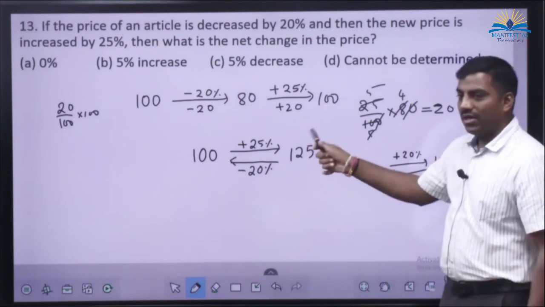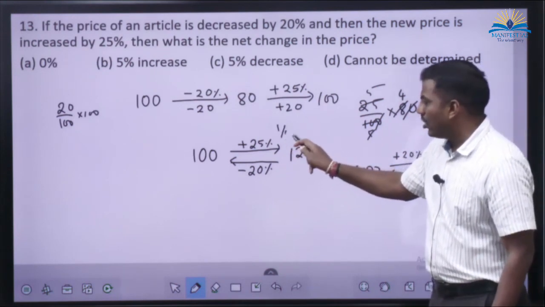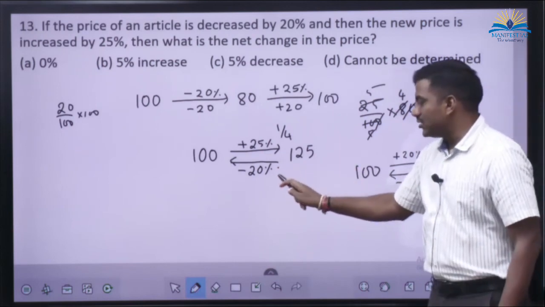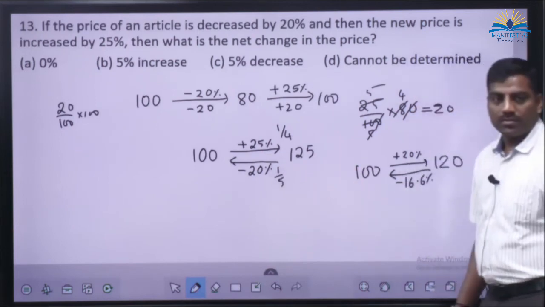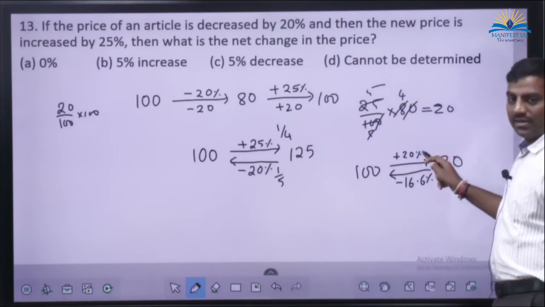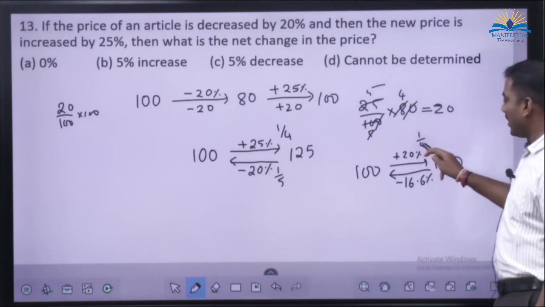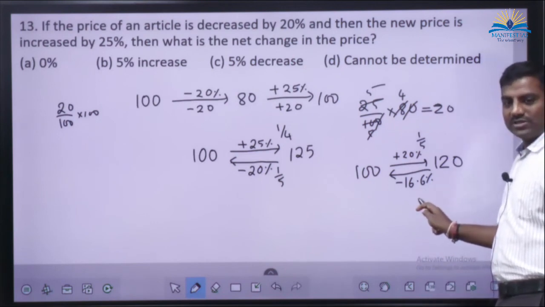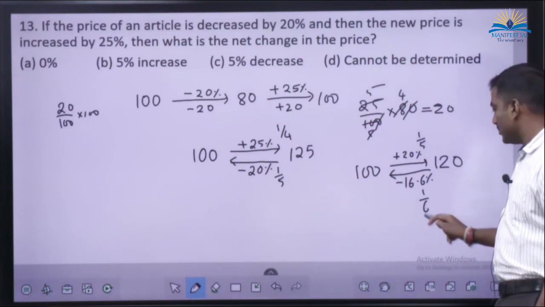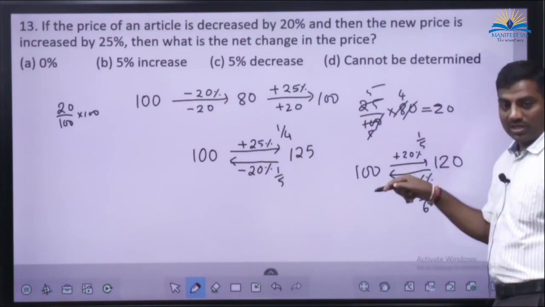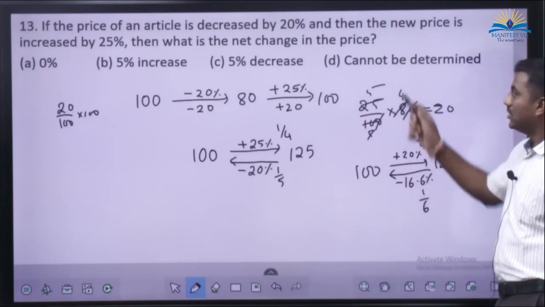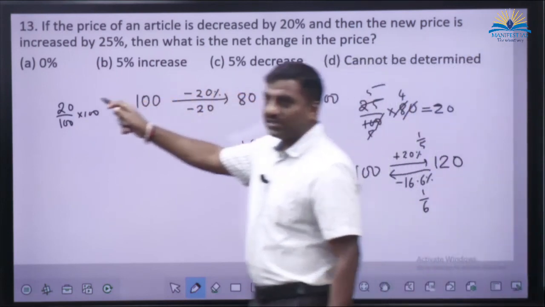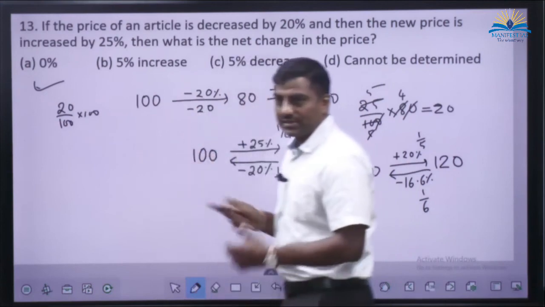Even here, while increasing, 25% is nothing but 1/4. Reduction, 20% is what? Increasing, 20% is 1/5. Decreasing, 16.6%. So the thing that I had taught earlier is applicable here also. So here, anyways, 0% change.